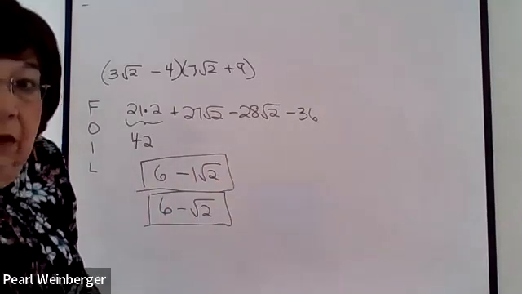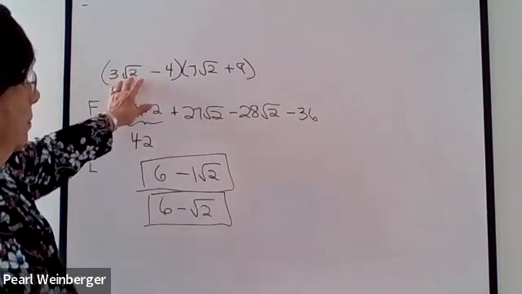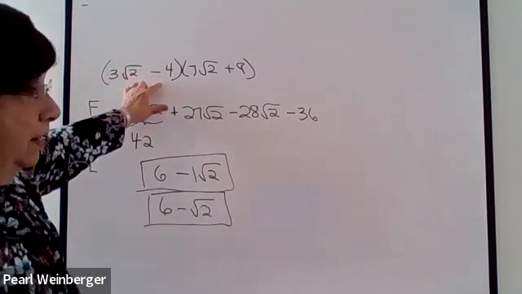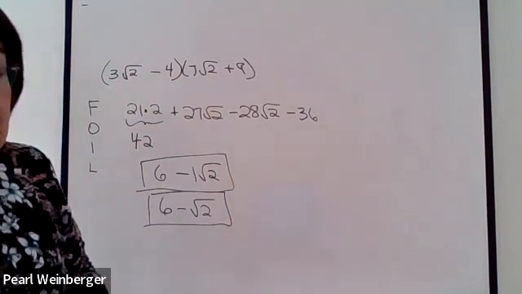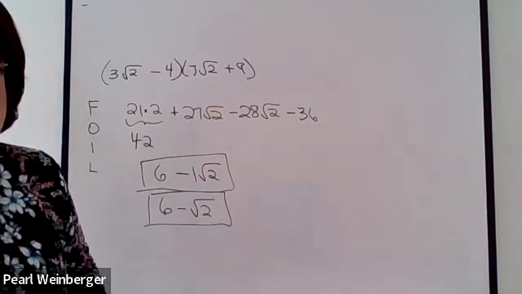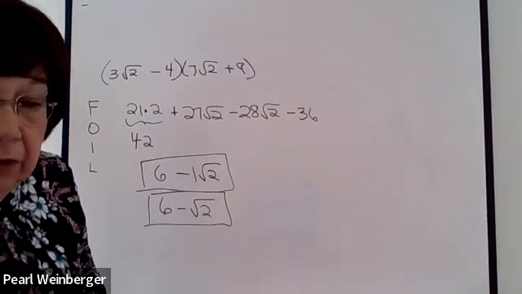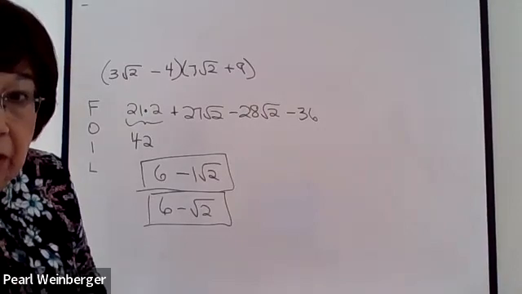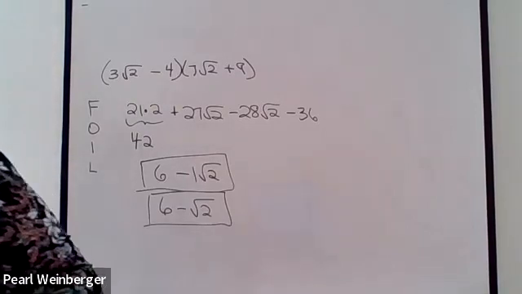So basically, when you're multiplying a combination of radicals or binomials of radicals, you're going to do it just like you do binomials with regular variables. You're going to use FOIL, and you're going to simplify as much as you can.